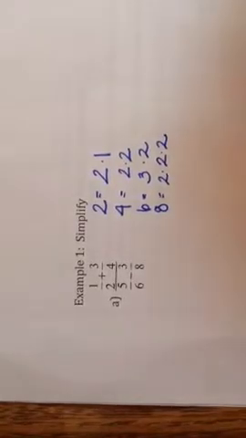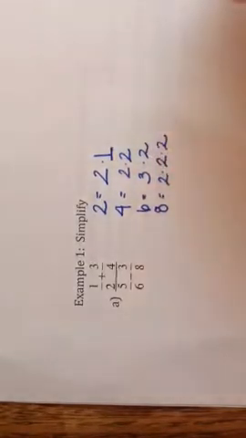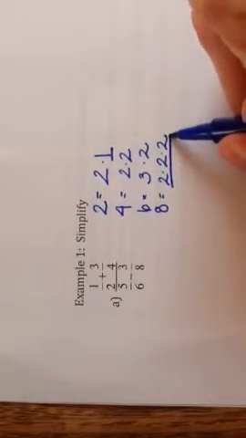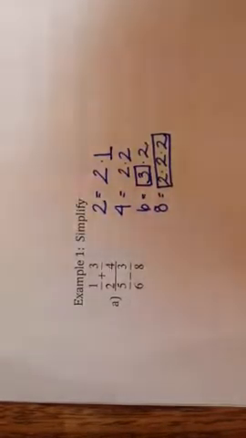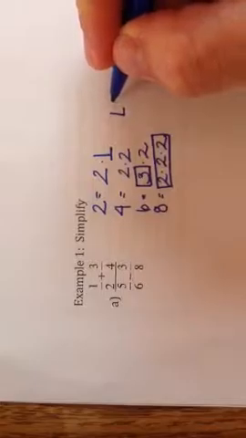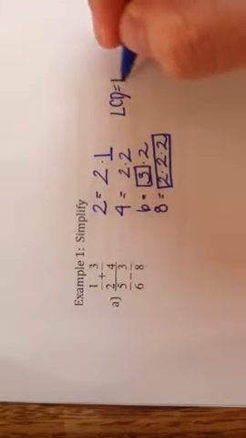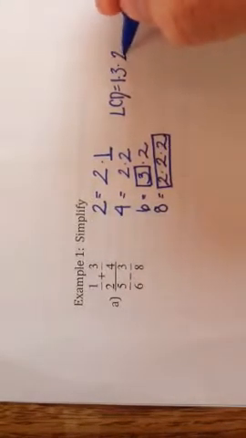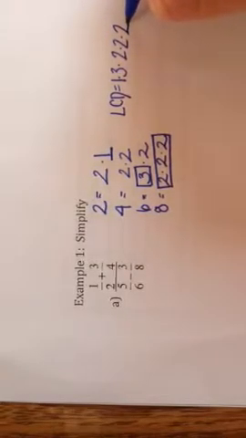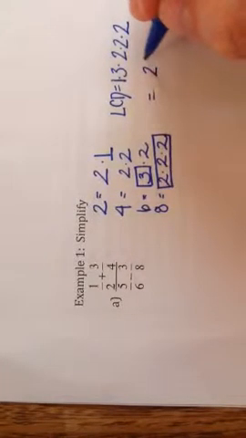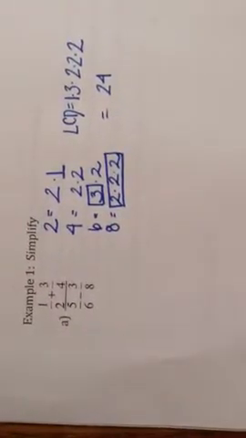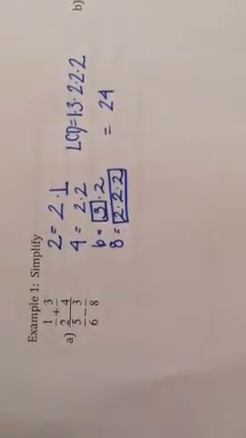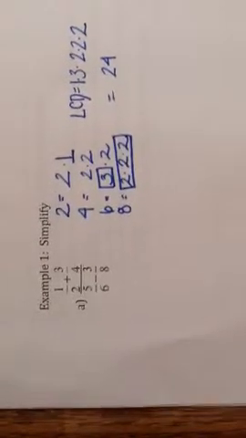So the greatest number of times that 1 occurs is once, the greatest number of times 2 occurs is 3 times, and the greatest number of times 3 occurs is once. So your LCD would equal 1 times 3 times 2 times 2 times 2, or 24. What we're going to do now is multiply each numerator by 24.